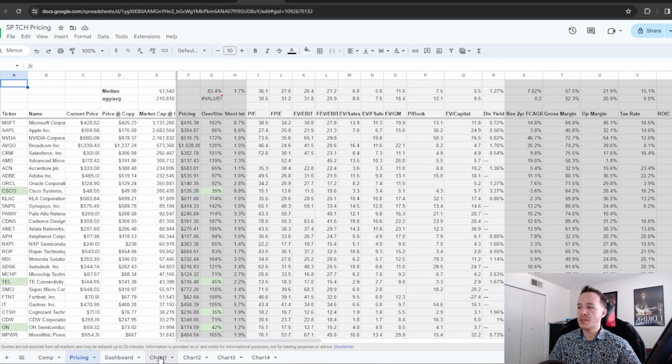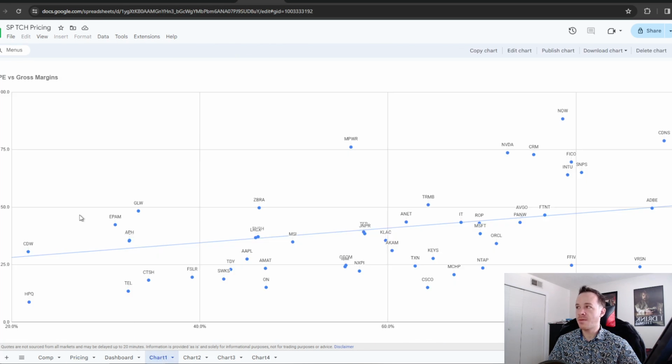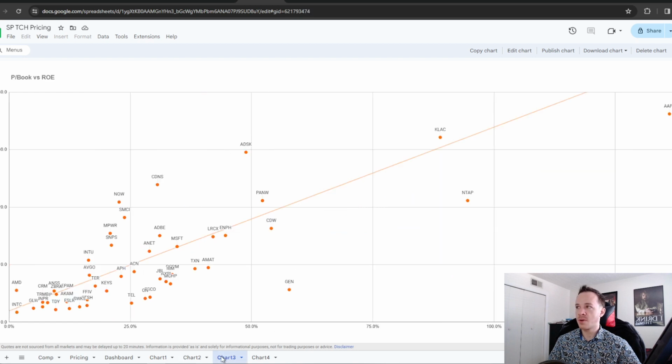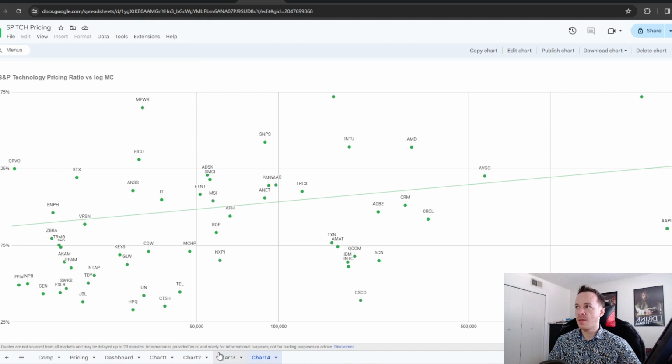Then likewise, coming over to the technology sector, we have PE, the normal PE versus gross margins, which is pretty interesting that it comes to the gross margins ones versus some of the other margins instead. We have EV to sales versus forward revenue CAGR, as well as price to book versus return on equity. And then the all-in ratio coming in right here, a little bit more of a stronger pile of the companies here at the smaller cap end of the scale for technology, which is interesting.